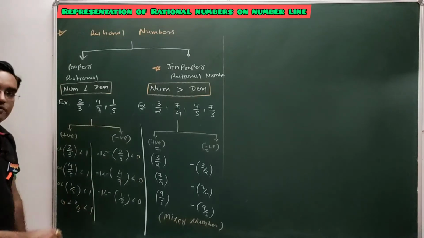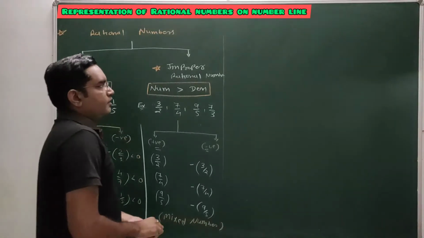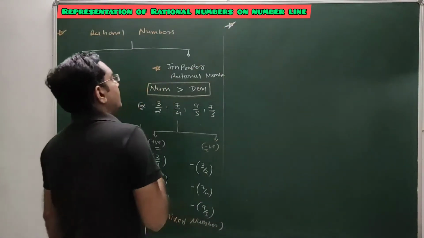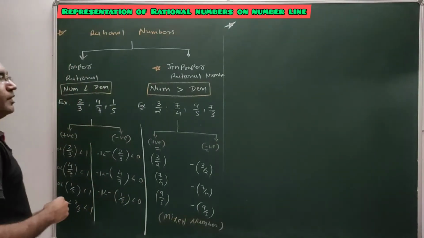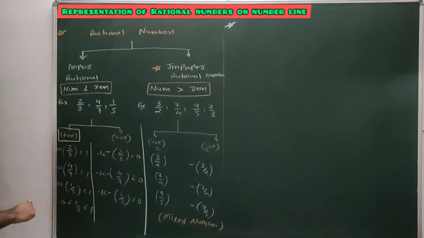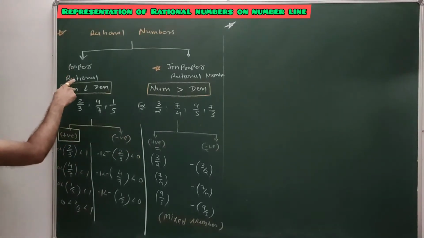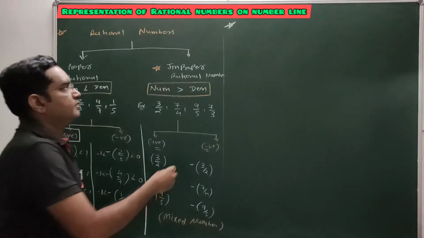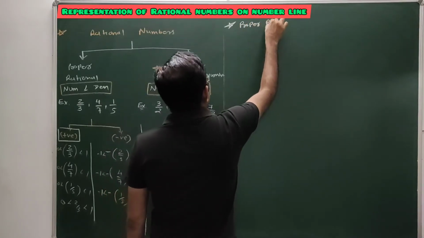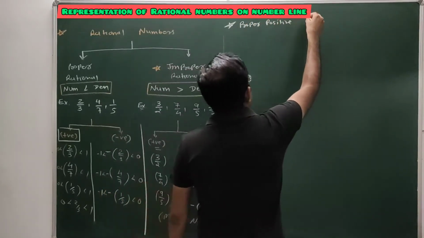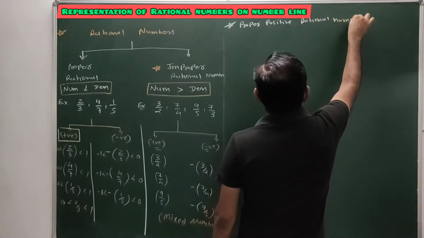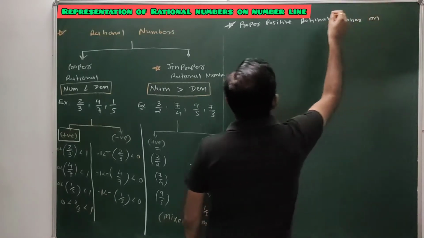Done? Pause this video and okay students, now we will discuss how to represent these rational numbers on number line. So let's start with this first category. Total 4 categories are there. So representation of proper positive rational numbers on number line.